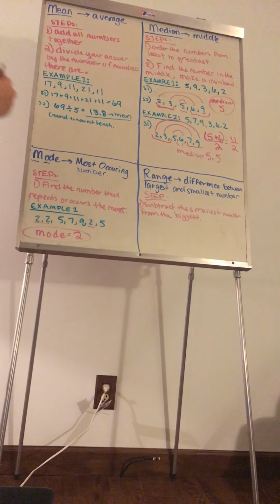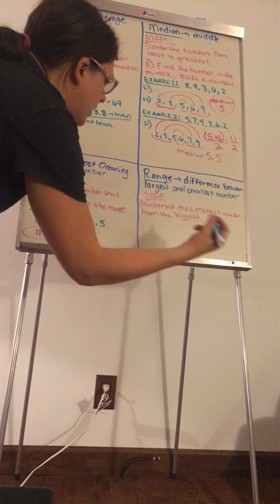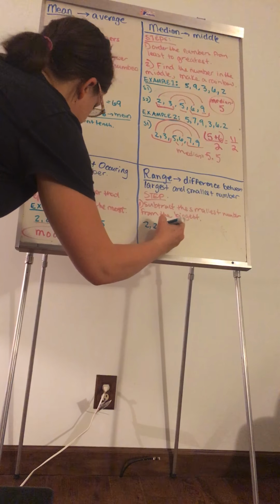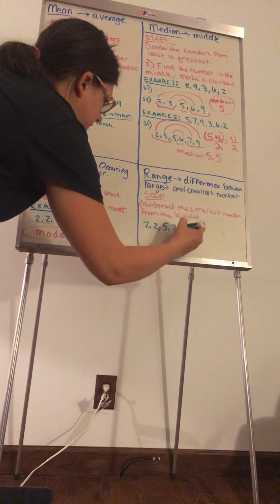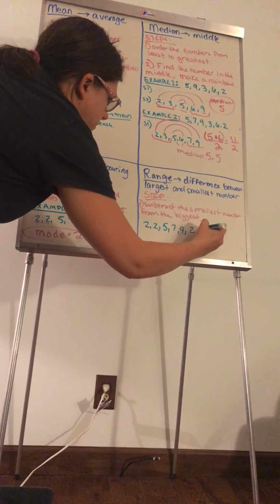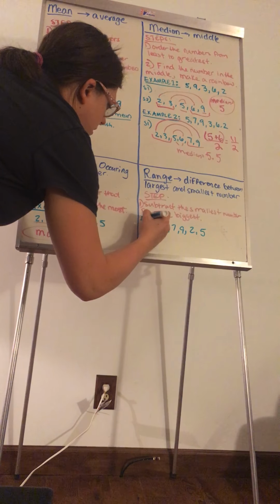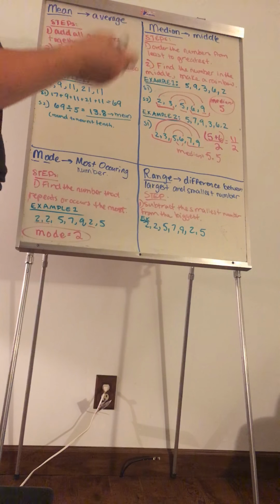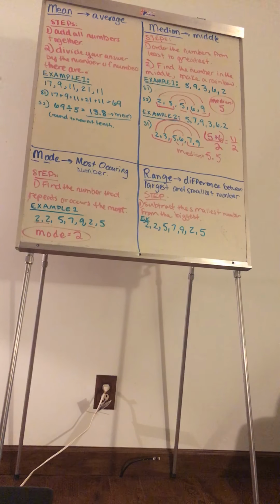Range is also simple. The only thing with this stuff is it's just kind of memory work. You're going to have to remember the difference between the different things. They're not really that hard to do. So I'll use that same set of data: 2, 2, 5, 7, 9, 2, 5. It says range is the difference between the largest and the smallest number of the data set.